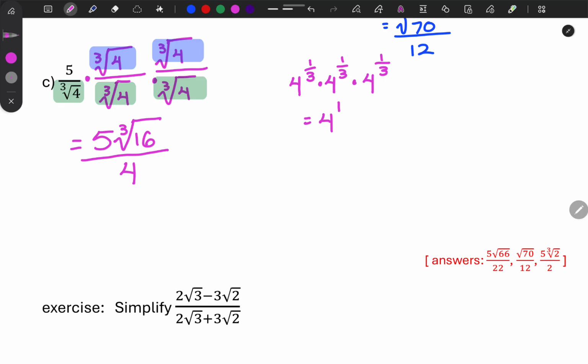That's kind of the big step in rationalizing the denominator. And as a last step, let's check if there's a way we can simplify the radical in the numerator. So the cube root of 16 is the cube root of 8 times 2.